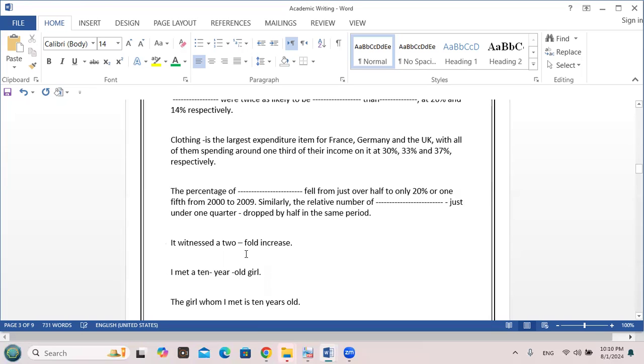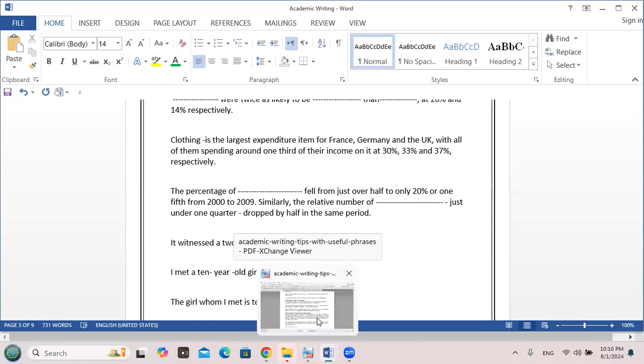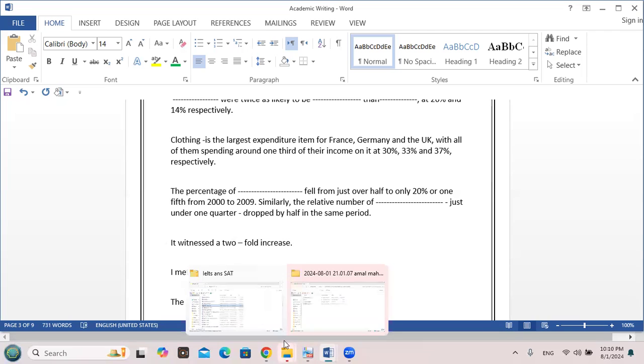So here we have this one. This is called a compound adjective. A compound adjective is used in order to minimize the number of words. You got it? And as I told you, in order to approach task 1, you're supposed to memorize this file. Memorize it. This one.